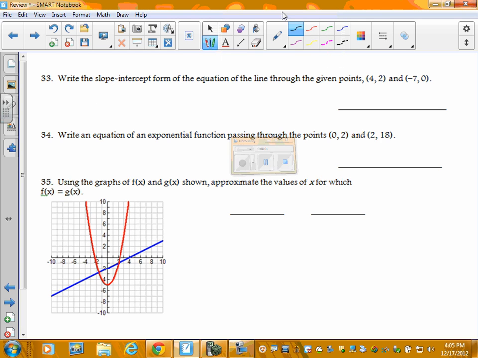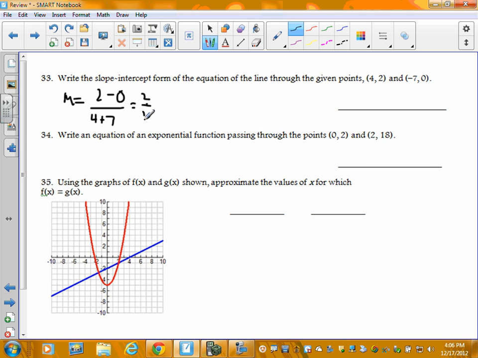All right, 33. Starting in 33, the slope-intercept form of an equation. The first thing you've got to find is a slope. So you need a point and a slope. So 2 minus 0, that's y2 over y1, x2 minus x1, 4 plus 7. Remember, the y's go on top when you do slope. So that gives you 2 over 11.